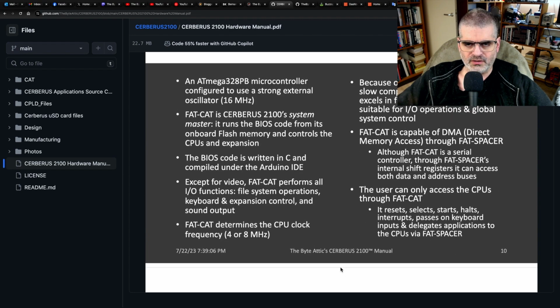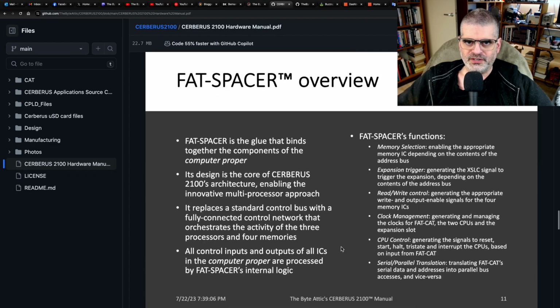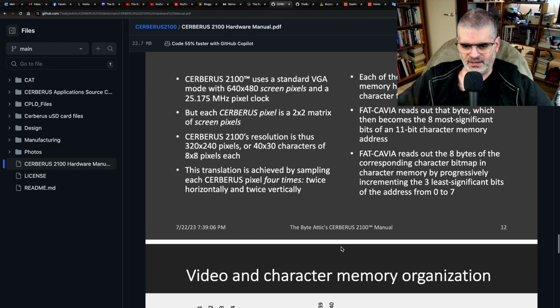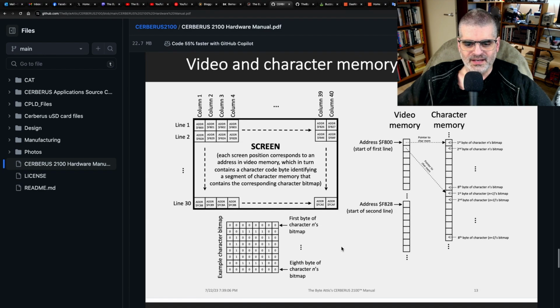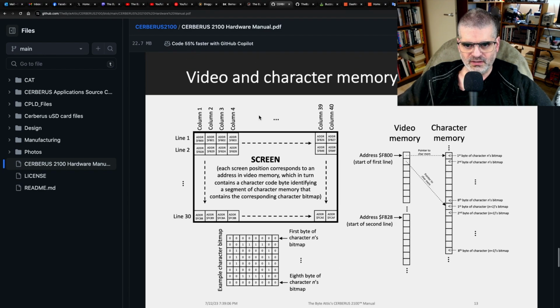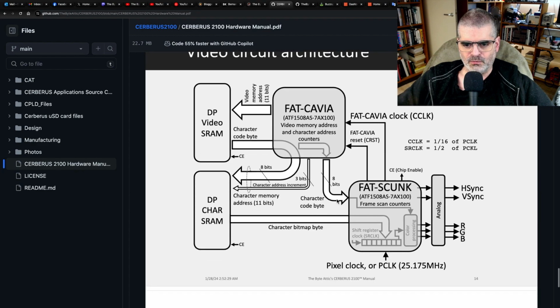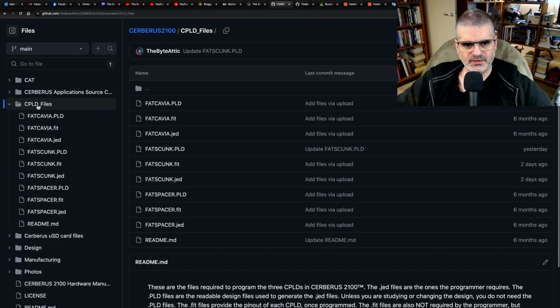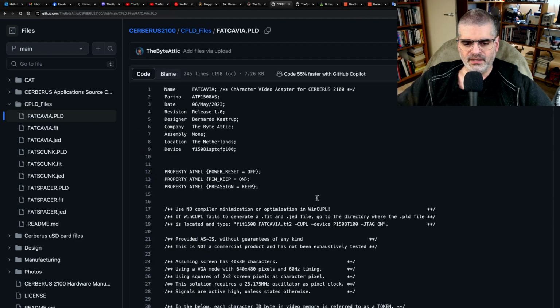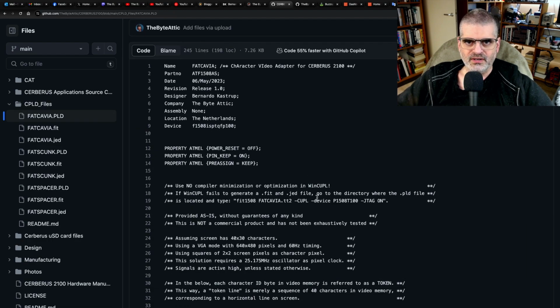The documentation of Cerberus 2100 is pretty complete. I wrote down everything that I myself knew about it. So we will be using page 13 at first, and then we will go into more detail in page 14. Later on, we'll be looking at the CPLD design files, which are in the CPLD files directory. And we will be looking at fatcavia.pld. This is basically the hardware description of the 2 custom chips, fatcavia and fatskunk, both implemented on CPLDs.